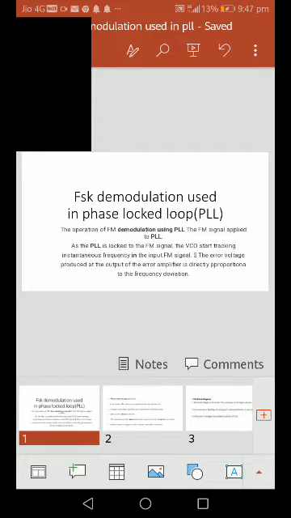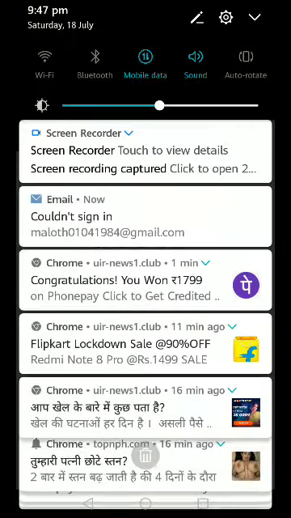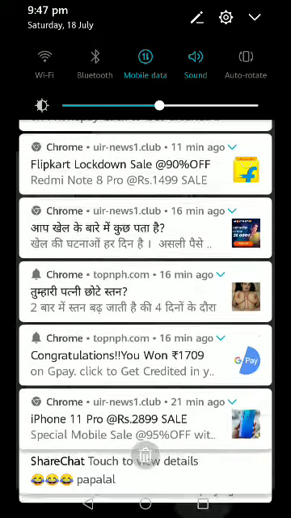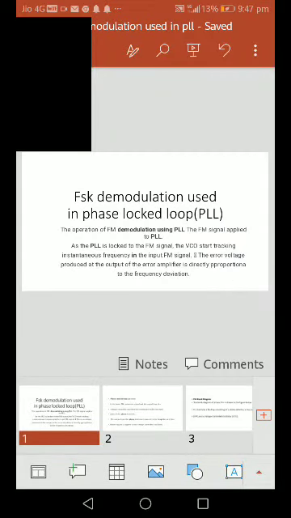The error voltage produced at the output of the error amplifier is amplified, and the signal is directly proportional to the frequency deviation.